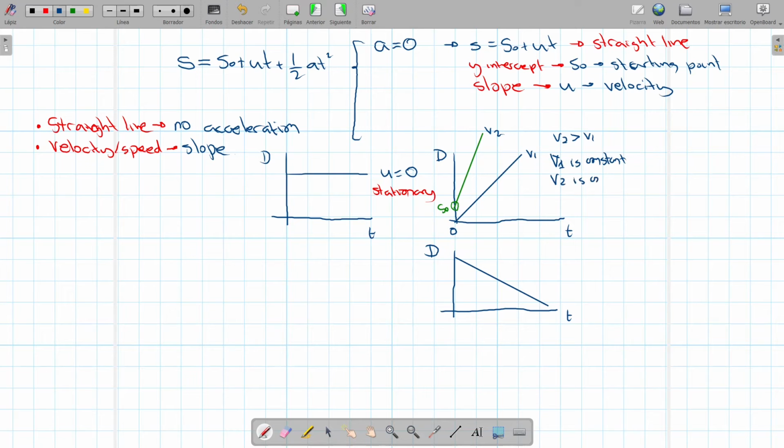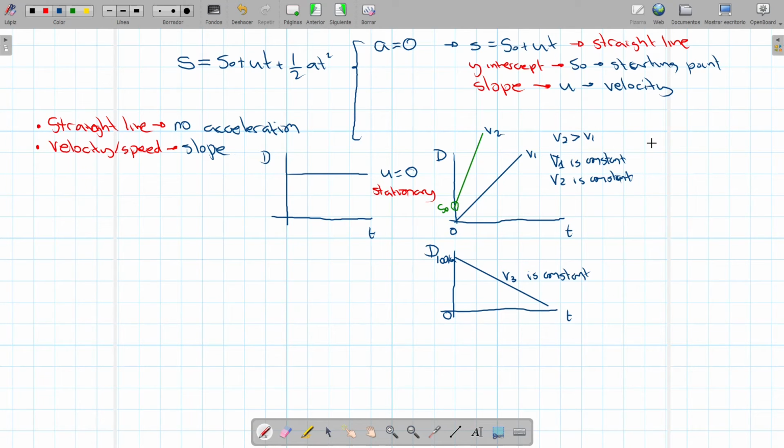v2 is constant because it's the slope. Here v3 is constant again, okay, and it's just negative, so it means it's going in the other direction. Okay, so let's say this object is advancing from kilometer 100 to our point of origin. Okay, it is at a constant velocity, but the velocity is not decreasing. What is decreasing is the displacement.